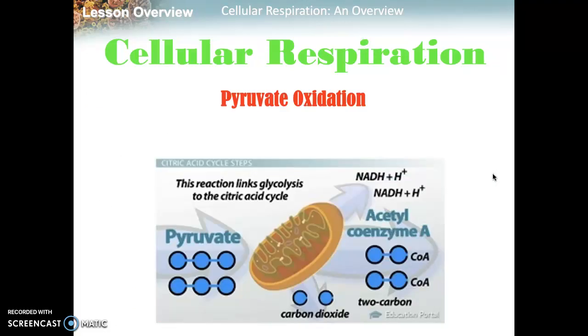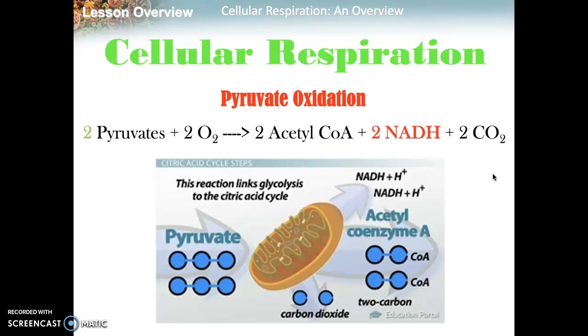So again, an overview of pyruvic oxidation. We start with 2 pyruvates. Each pyruvate requires an oxygen, so we use 2 oxygens. That will give us 2 separate acetyl-CoA compounds, 2 NADH short-term energy molecules, and 2 molecules of CO2, which we will breathe out. Okay, that is the first part of the Krebs cycle. This is what gets the Krebs cycle started.